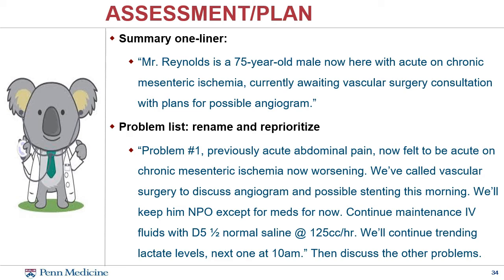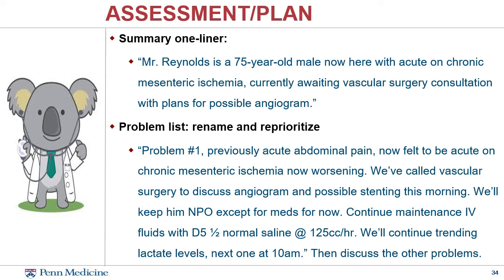So notice how a lot of the medical history and a lot of the presenting things have been taken out here, and now we're just saying what they're here for. So problem list, remember to rename and reprioritize. So problem number 1, previously acute abdominal pain, now felt to be acute on chronic mesenteric ischemia and now worsening.